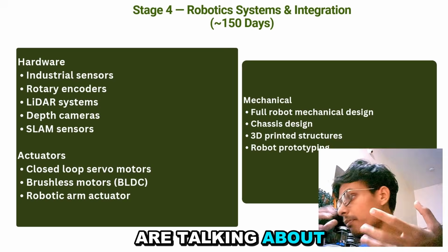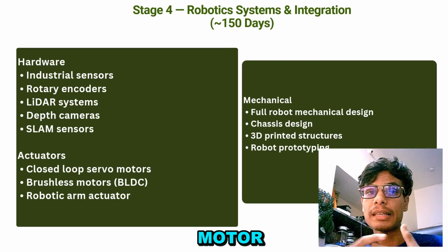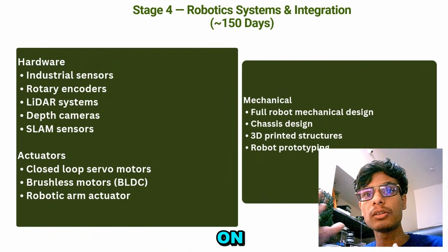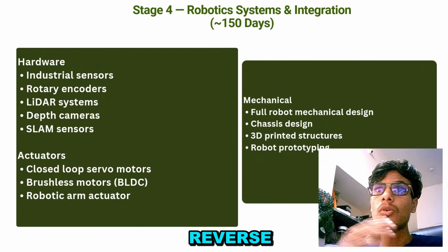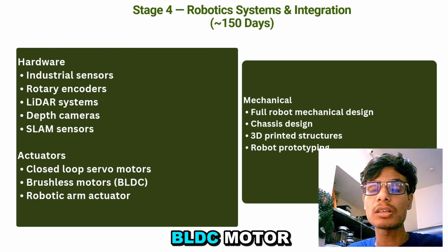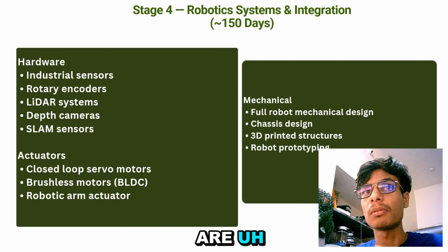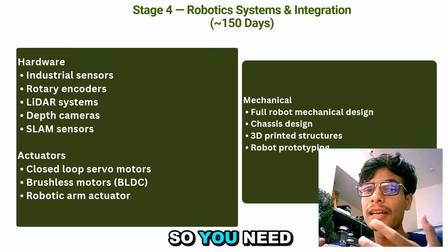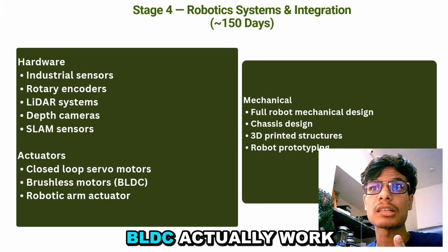And when we are talking about some advanced servo motor that is having a closed loop, that is actually giving you feedback on a reverse. So you can actually work with this closed loop servo motor. Next is the BLDC motor. When we are talking about BLDC motors in robotics, especially in drones, you need to get a basic understanding of how BLDC actually works.